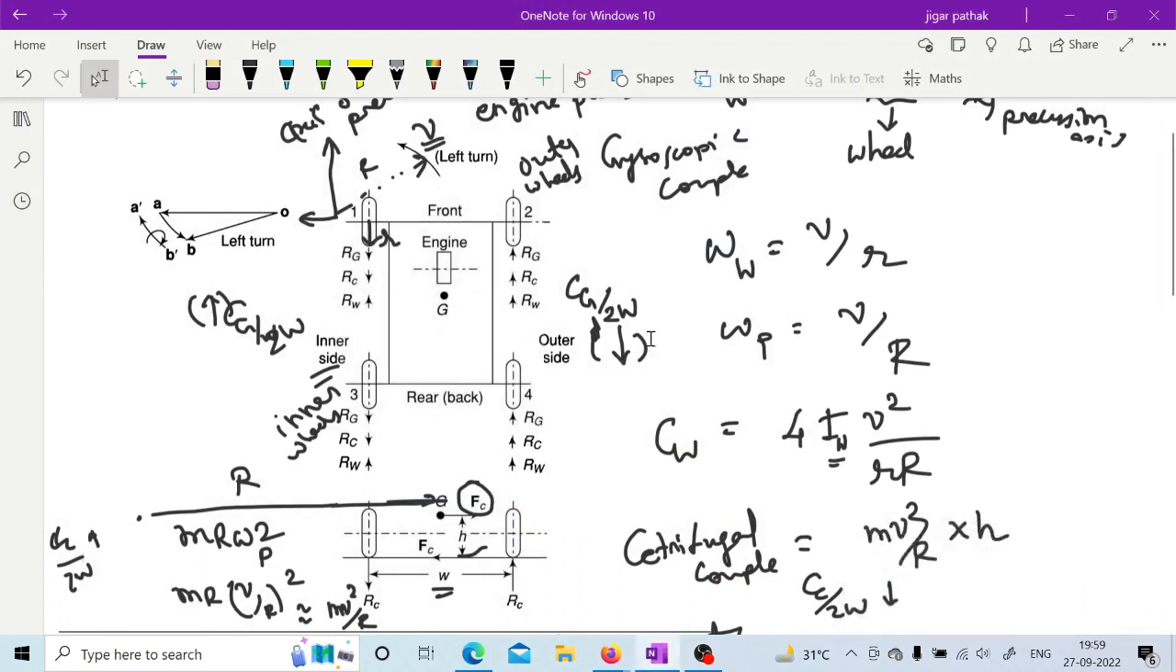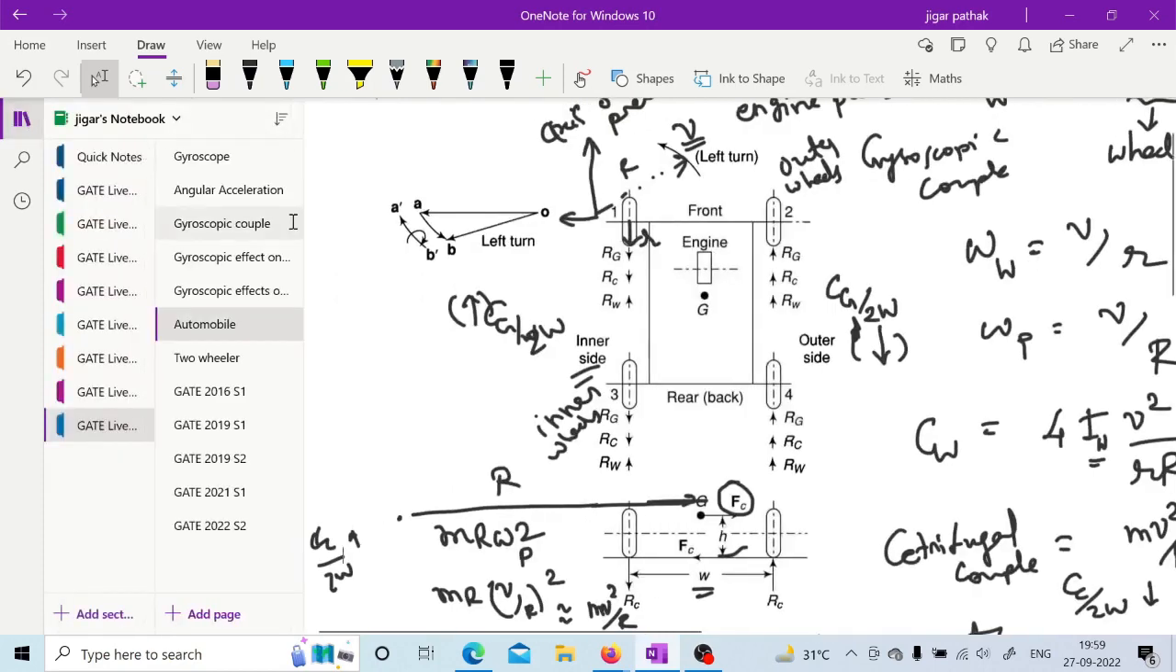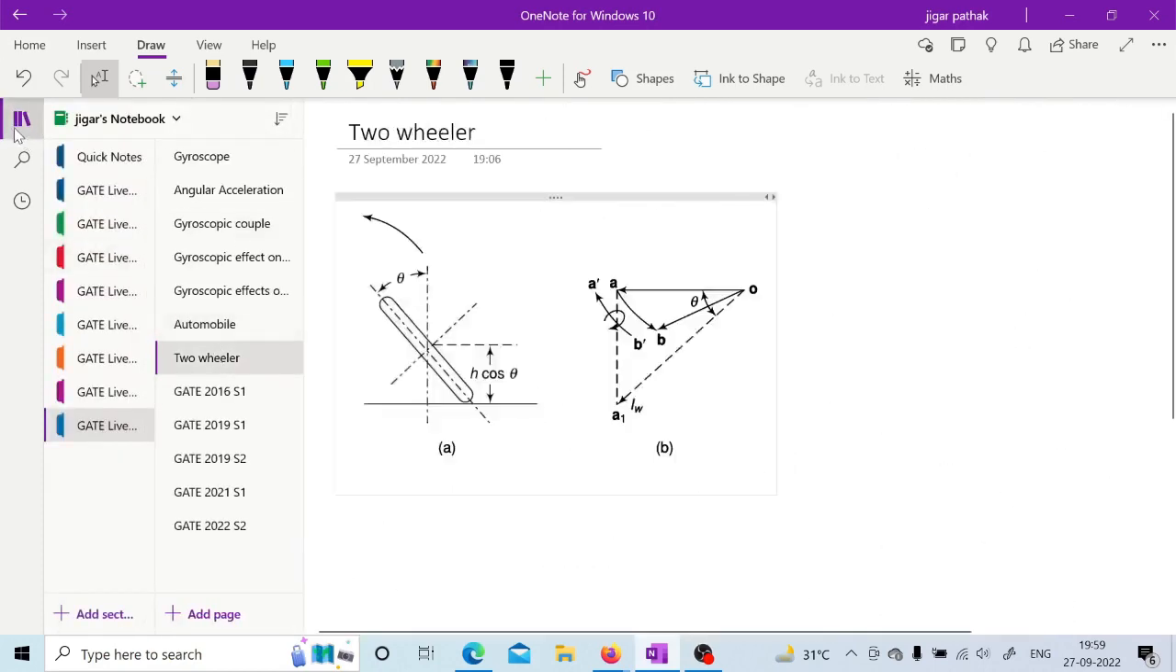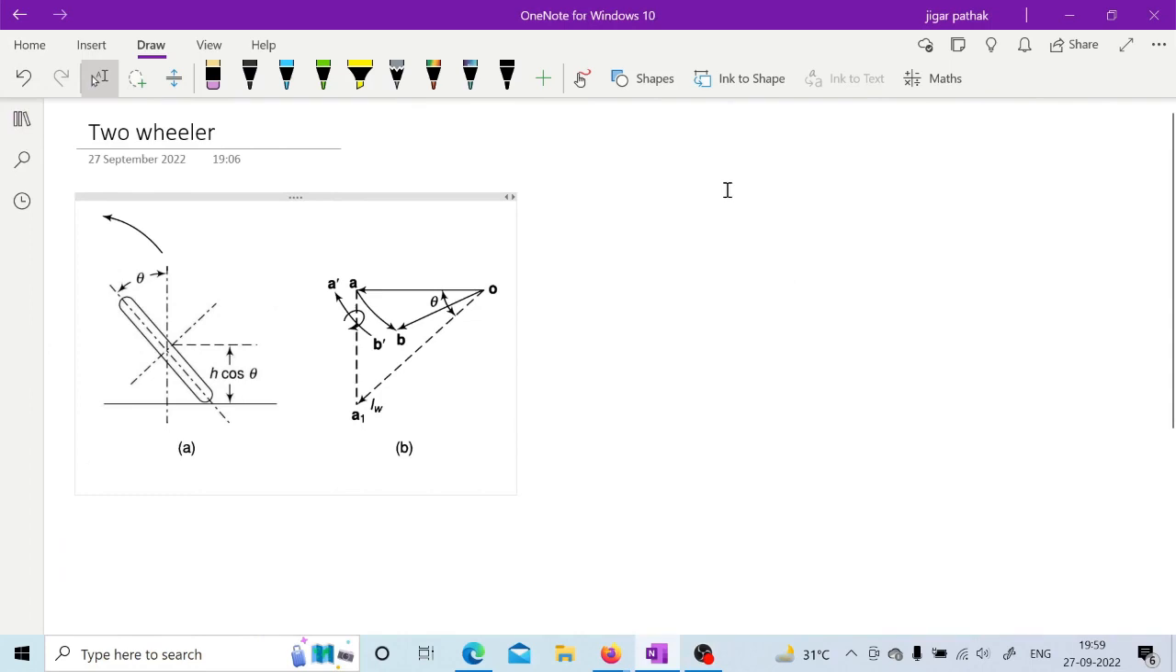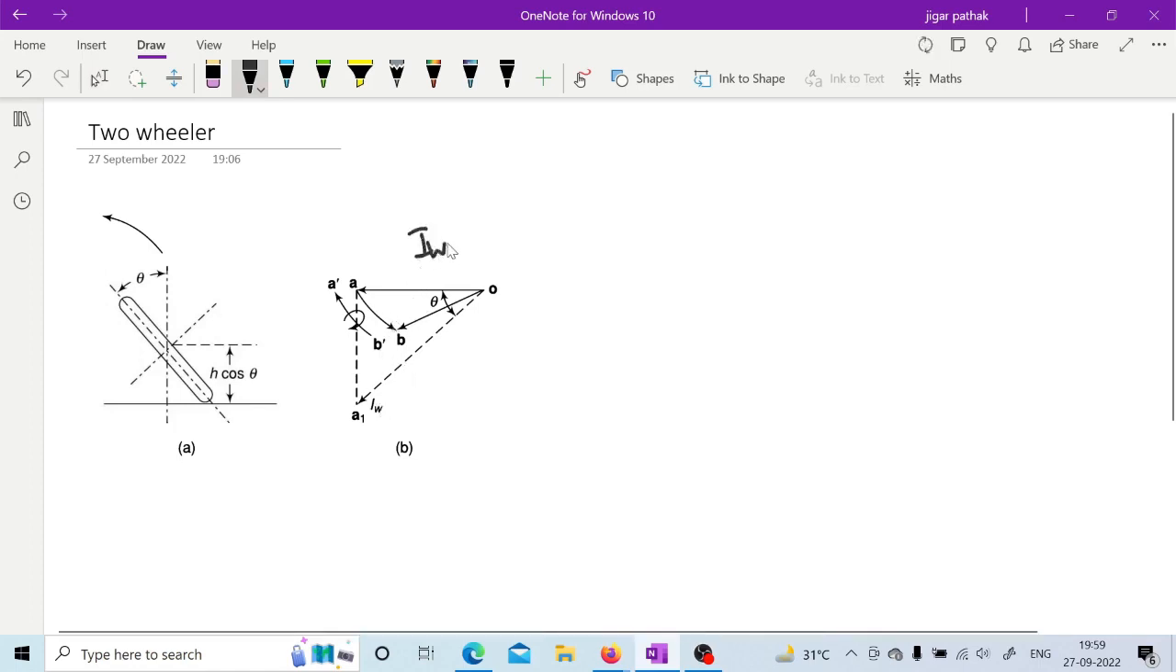So this is how you have this centrifugal couple and this gyroscopic couple in the case of a four-wheeler automobile. Similarly, it is going to affect a two-wheeler also. So in the case of a two-wheeler, as you can see here, I omega cos theta is the only component which is along the spin axis. And if you have observed, whenever a two-wheeler is taking a turn, we are providing a certain angle, as mentioned here. We are tilting our two-wheelers by some angle.